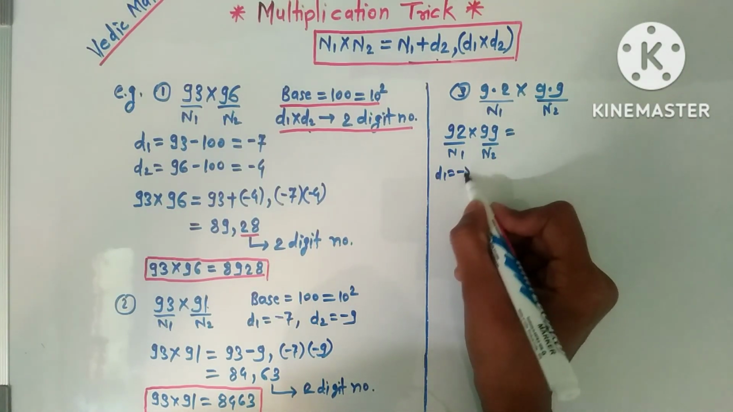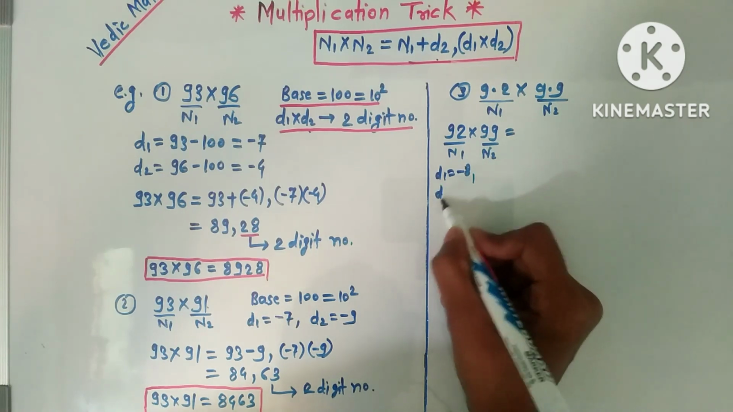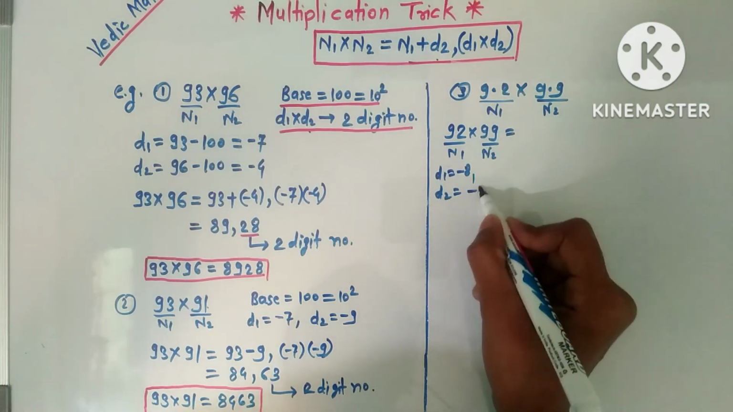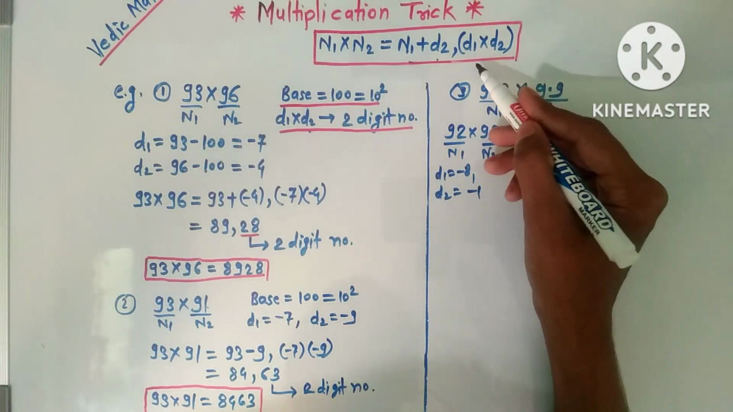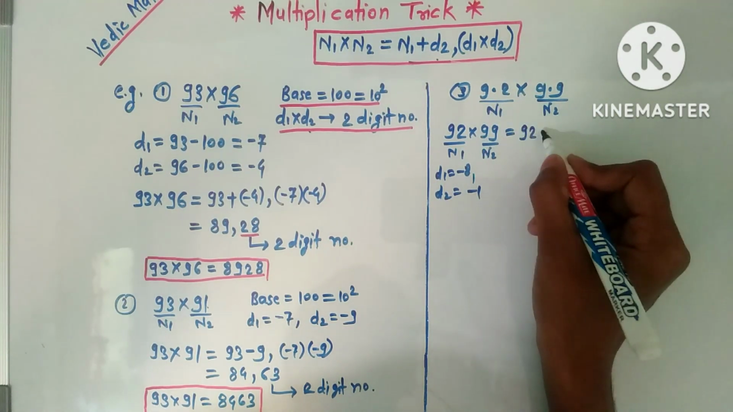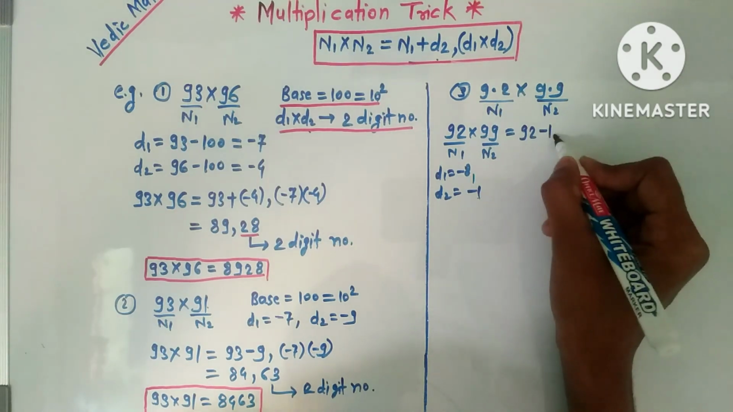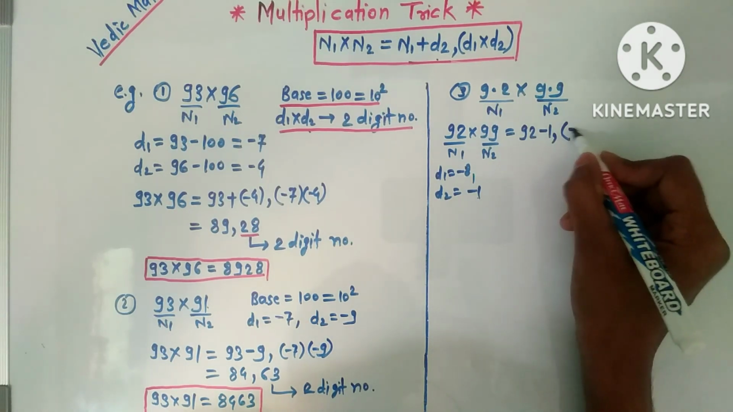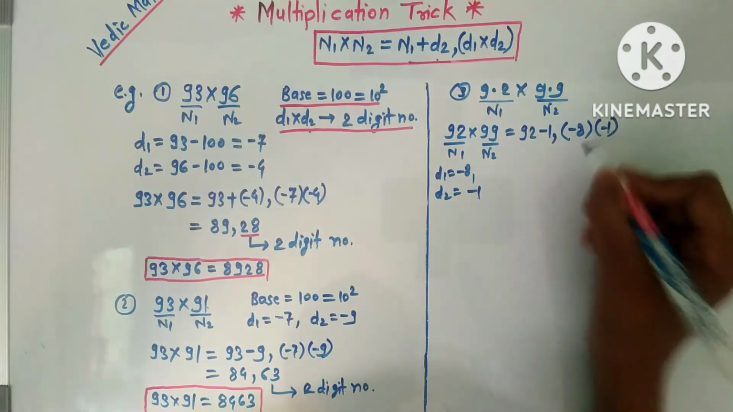92 minus 100 is minus 8, that is D2. 99 minus 100 means minus 1. So according to the formula, 92 into 99 is equal to N1, which is 92 plus D2, that means 92 minus 1, comma, D1 into D2, that means minus 8 into minus 1.